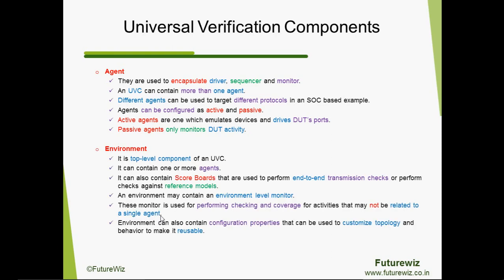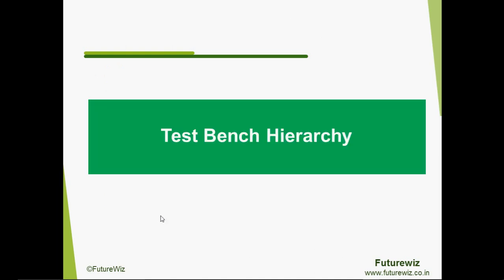Then we have something called the environment. The environment is used for instantiating more than one agent. That's the top-level component of your universal verification environment. It generally contains scoreboards to perform end-to-end transmission checks, or to perform verification against a reference model. It may also contain an environment-level monitor, which can be used for performing coverage if it is not related to a particular agent but to more than one agent. It also may contain some configuration properties that can be used for customizing the topology.